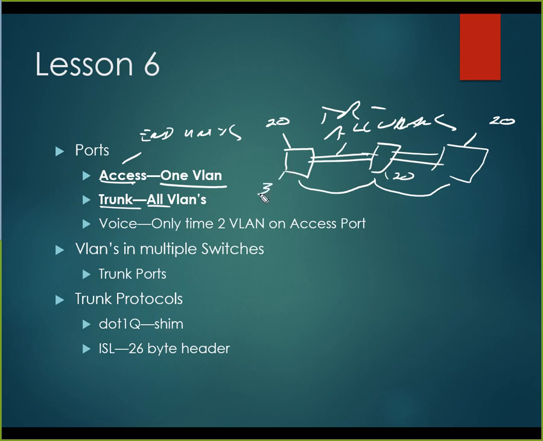If I have a 30 here and a 30 here, they can talk to each other, but 30 cannot talk to 20 unless we put a router in here. We need a router in order for that to work, because it's just like any other broadcast domain, we have to have something in there to do that.